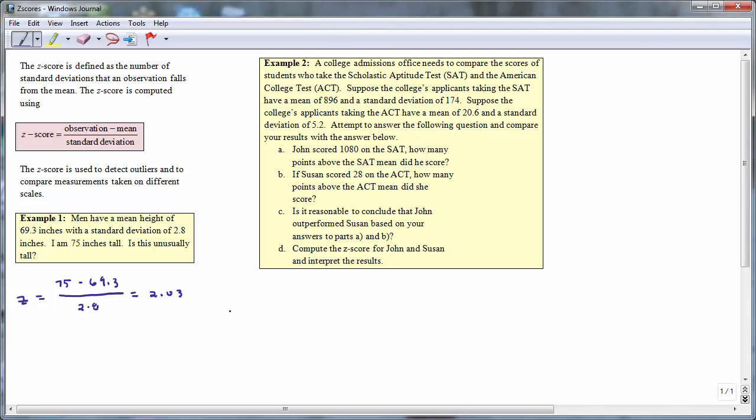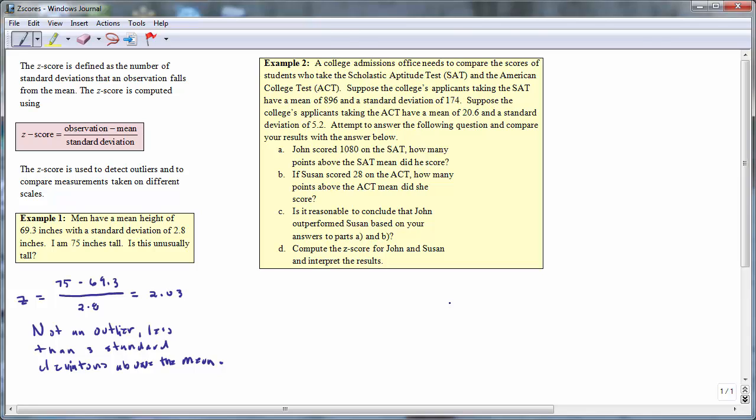Outliers are observations that are either 3 standard deviations or more above the average, or 3 standard deviations or more below the average. In our second example, we're comparing the admissions records of 2 students, one of whom takes the SAT and the other who takes the ACT. At this particular college, the applicants taking the SAT have a mean of 896 and a standard deviation of 174. And students taking the ACT have a mean of 20.6 and a standard deviation of 5.2.